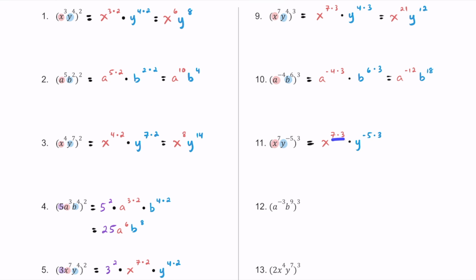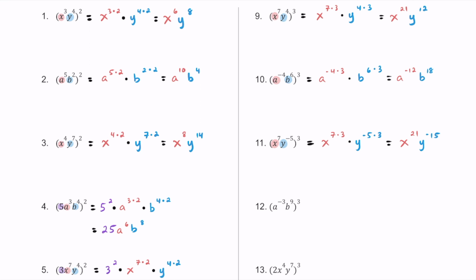So first, multiplying 7 times 3, that's going to be 21, so our simplified expression here is going to be x to the 21st power. And then over here we have negative 5 times 3, which is negative 15. So it's going to be times y to the negative 15th power. So this would be an equivalent expression.